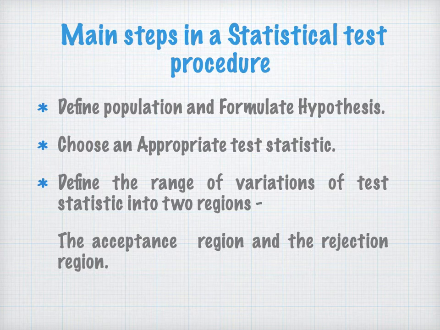So if we calculate the test statistic and its value lies in the acceptance region, then we shall accept the null hypothesis, and if it comes to the rejection region, then we shall reject the null hypothesis.